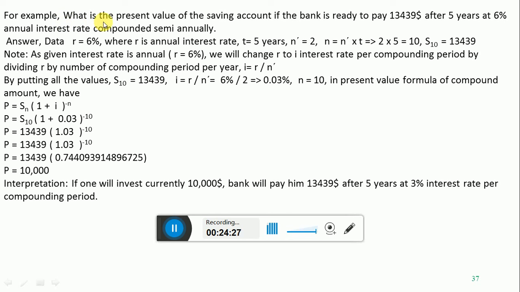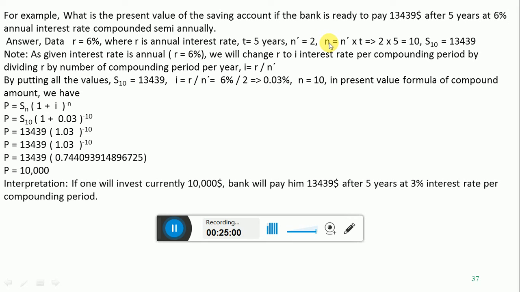For example, what is the present value of the saving account if the bank is ready to pay $13,439 after 5 years at 6% annual interest rate compounded semi-annually? Answer. Information: interest rate is 6%, where R is the annual interest rate, number of years 5 years. Compounded semi-annually means the bank will pay interest to the investor twice in a year. So n prime represents the number of compounding periods per year, which is 2.